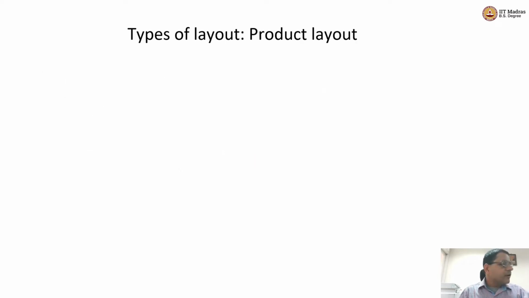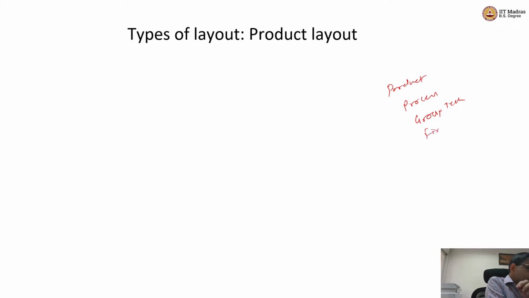All right. So let us understand various types of layout, and the first one among them is product layout. Let me briefly list out the layouts that we are going to discuss. We are going to discuss product layout, process layout, group technology layout, GT, and fixed product layout. Okay, so let us understand what each one of them means.